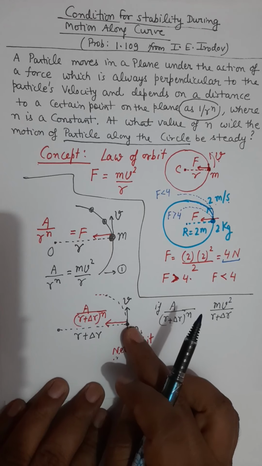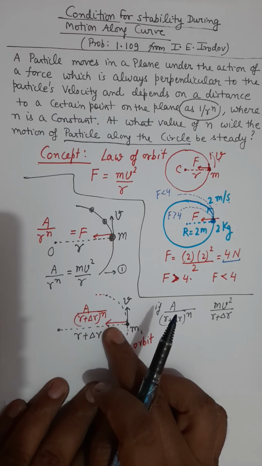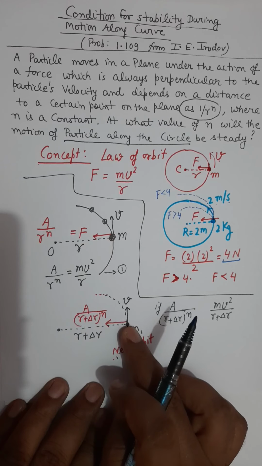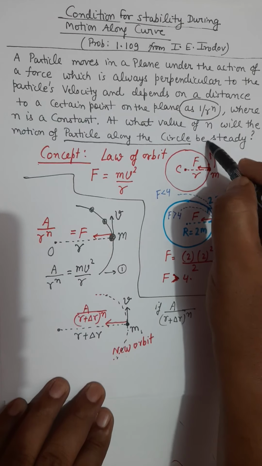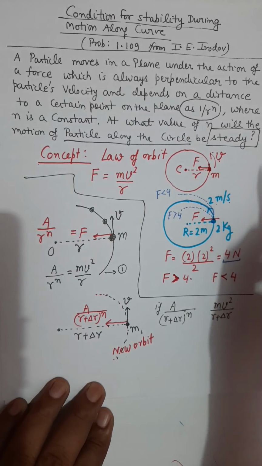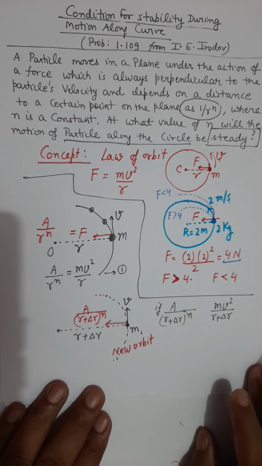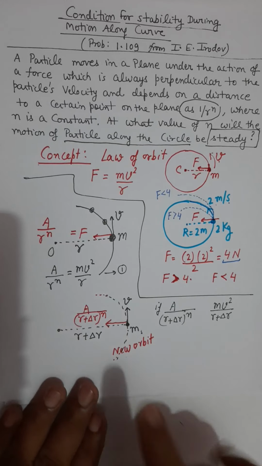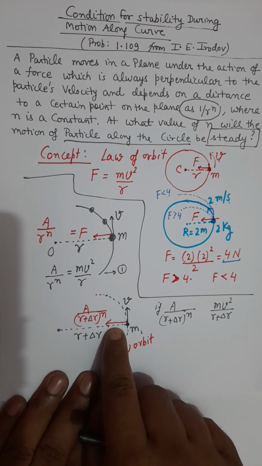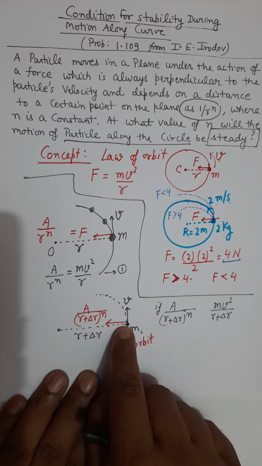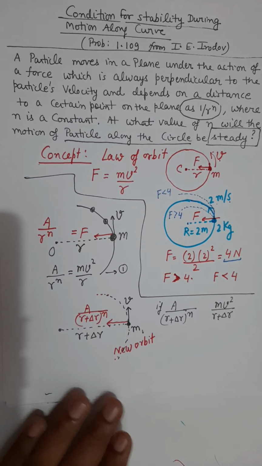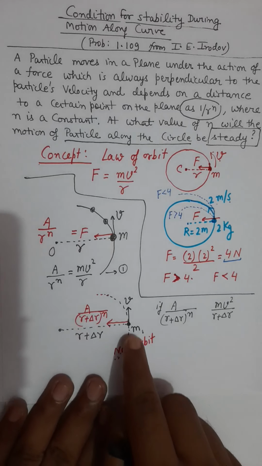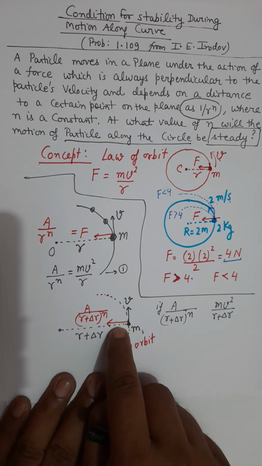If I want this particle to go back to the previous orbit, that's the demand of the question. You want the circular orbit to be a steady orbit, and steady orbit means if the orbit radius is slightly increased or slightly decreased, the particle must be restored to the previous orbit.